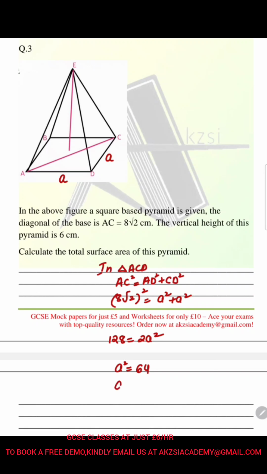On taking the root, A will be plus 8 and minus 8, but a side, a dimension, can never be negative. So we will take only the positive value, which is 8 centimeters. So now at least we have calculated the length of the base. The height is given, but we need this one. So I can do this one.